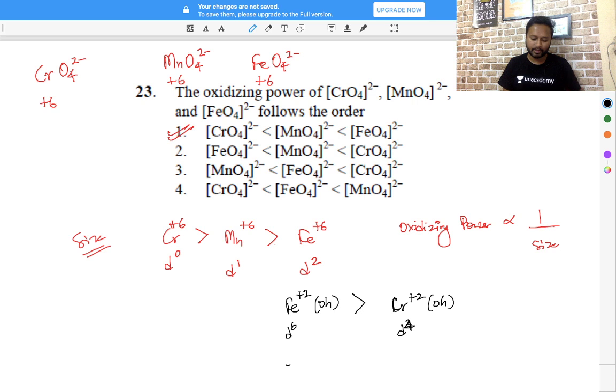So the oxidation state will depend upon the environment, what kind of environment is given and what kind of configuration you are getting after removing the electron. Okay, Robin, understood? Okay, so like that will be done.